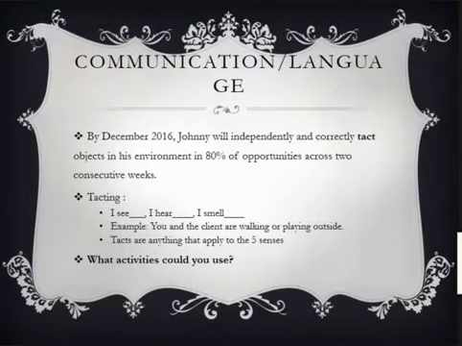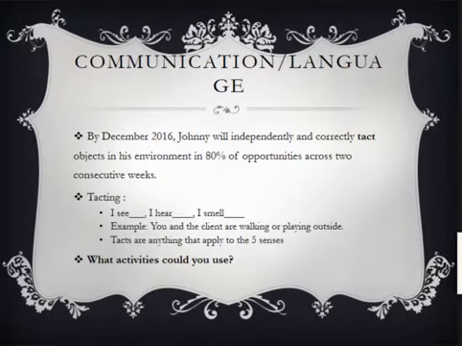So this is another goal that you might see. By December 2016, Johnny will independently and correctly tag objects in his environment in 80% of opportunities across 2 consecutive weeks. Is anybody here working on any tagging goals with your kids?